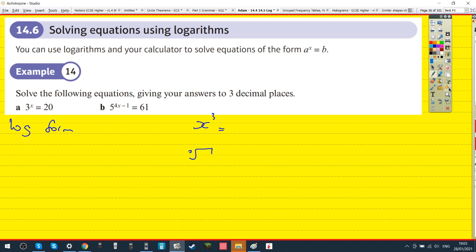Let's see. So hang on. It has to be log something. So log. What's the base? The base is x, right? X is the power. Oh, so 3 is the base. So 3 is the base. Yeah. And then it'd be 20 equals x. Yes. Logs are powers, and so it's equal to the power.